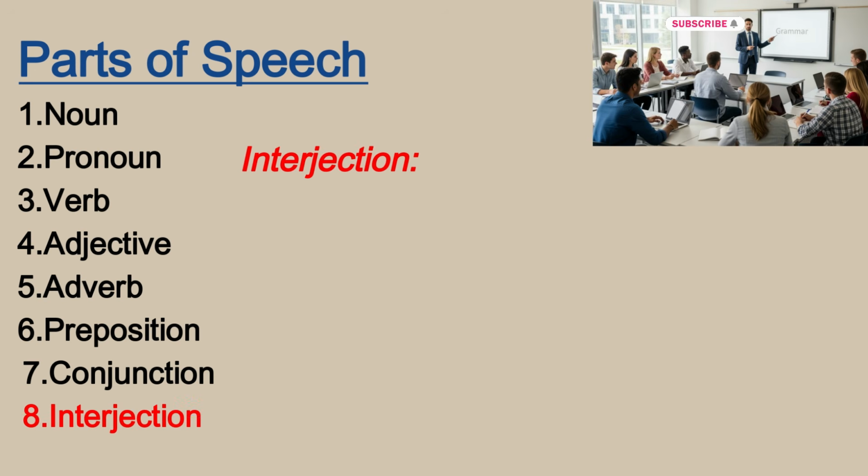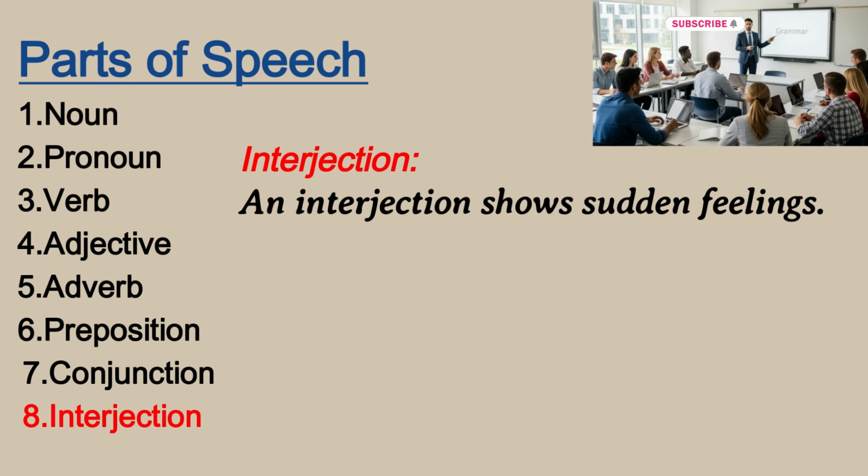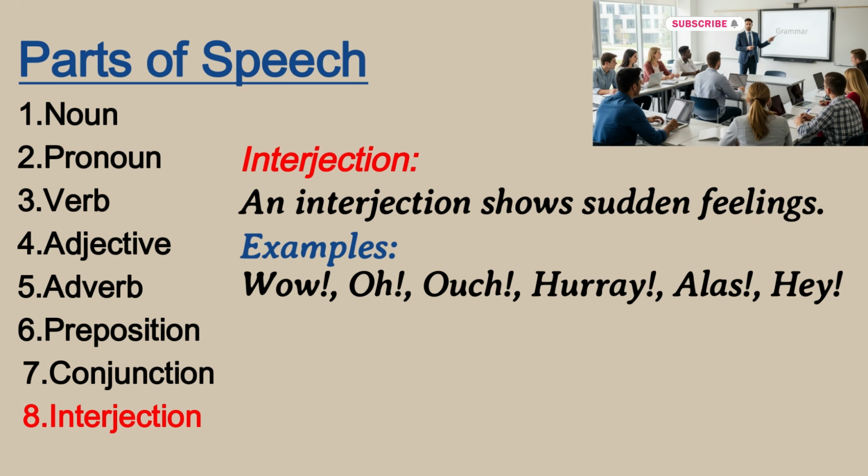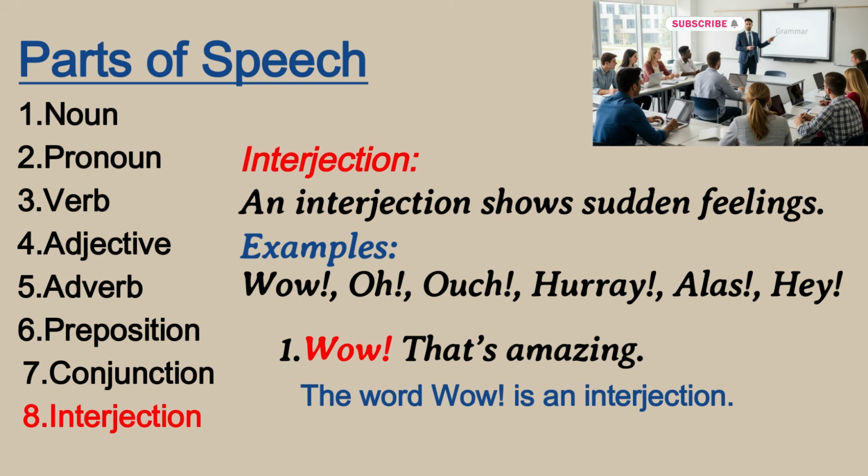Finally, interjection. Interjection shows sudden feelings. Examples: wow, oh, ouch, hooray, alas, hey. Let's see how it works in real sentences. Sentence 1. Wow, that's amazing. The word wow is an interjection.